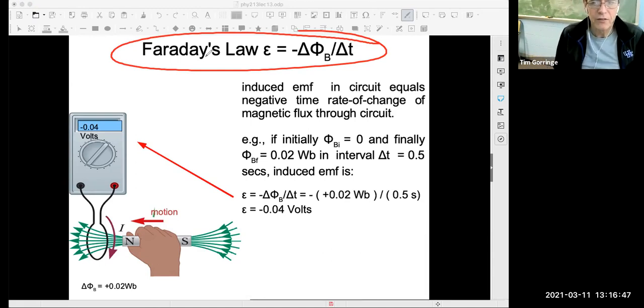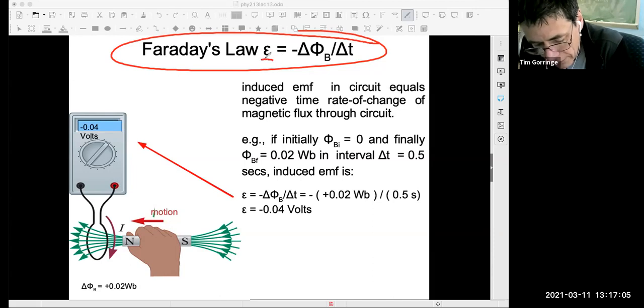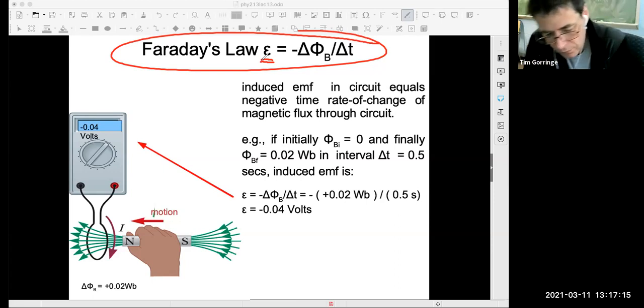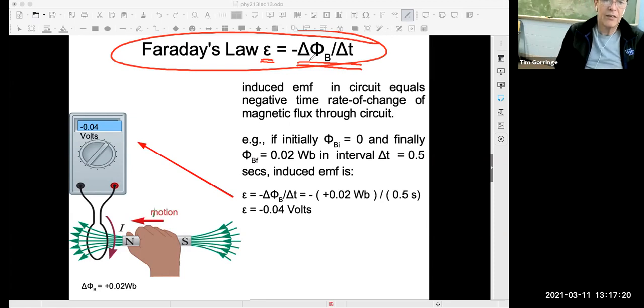The law says the following. It says that induced EMF in a loop of wire is in proportion to the negative time rate of change of the magnetic flux through the loop of wire. This is the induced EMF in the wire. So this is the potential difference that's created in the wire. This is the number of volts across the terminals of the loop of wire. And this is that mouthful, the negative time rate of change of the magnetic flux.